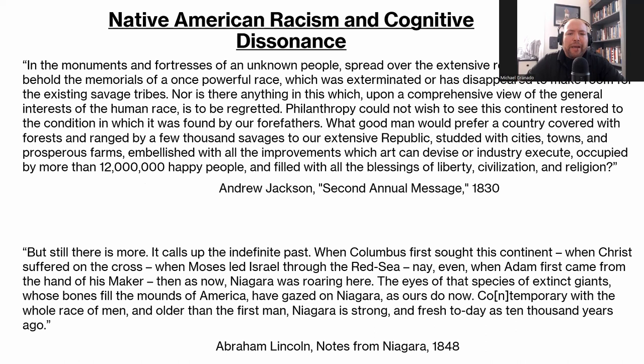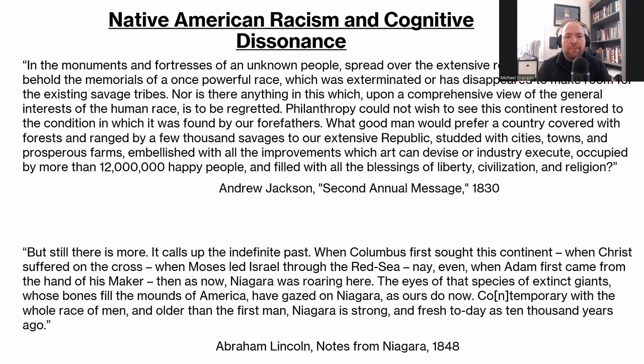This quote from Andrew Jackson comes from his second annual message that he delivered in 1830. And this is important, as we'll see later, because it provides the context and the justification for actions that Jackson would take later on in his presidency, specifically the revoking of the lands of the Native Americans, the forced removal of Native Americans from their homeland, and the war on the Native Americans that happened throughout the 19th century.